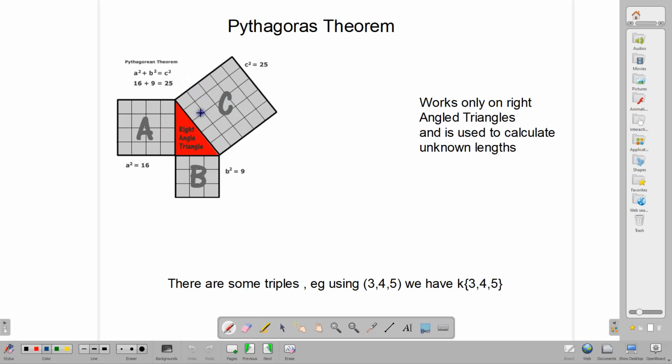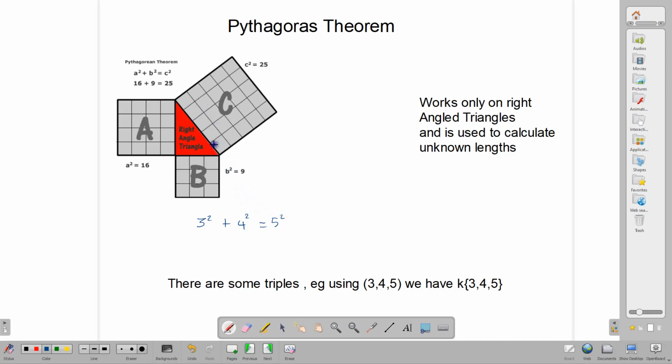Pythagoras' theorem works only with right-angled triangles and is used to calculate unknown lengths. In this triangle here, we have a situation where this side is 3 units, whatever the length of the unit is. This side is 4 units, and this side is 5 units. So, if we write it down, 3 squared plus 4 squared would be equal to the longest side, which is 5 squared.